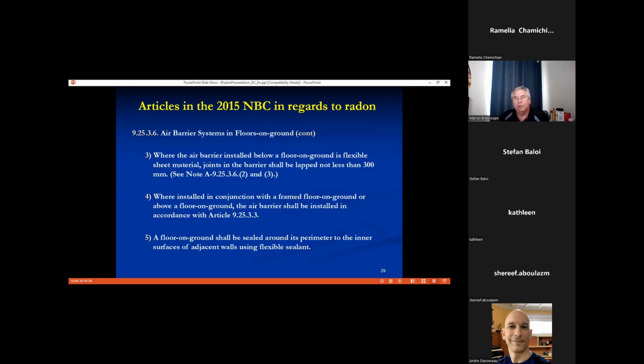Where installed in conjunction with a framed floor on ground or above a floor on ground, the air barrier shall be installed in accordance with Article 9.25.3.3, and a floor on ground shall be sealed around its perimeter to the inner surfaces of adjacent walls using flexible sealant. So what they're referring to here is that the vapor barrier that you have over the top of the crushed stone has to essentially come up the wall, your foundation wall, and it's got to be sealed to the concrete of your foundation wall. Now we're going to see different scenarios relating to that, but again, essentially that's what they're referring to. It's got to be sealed.